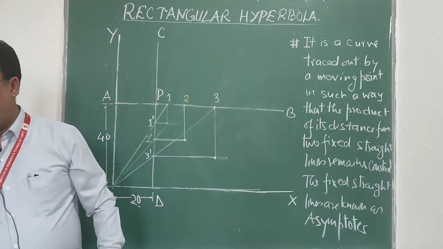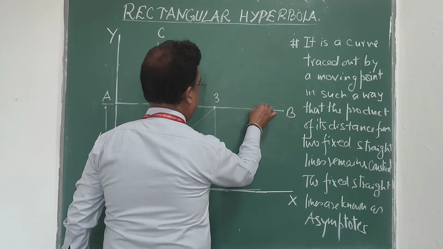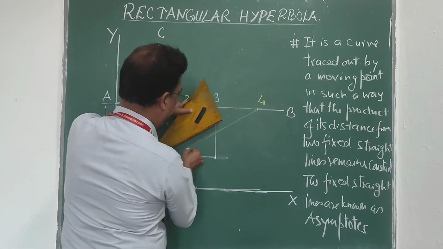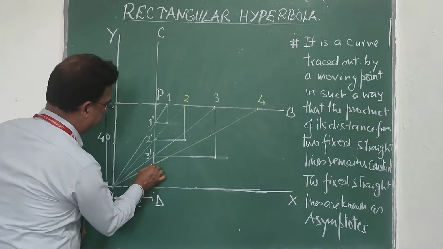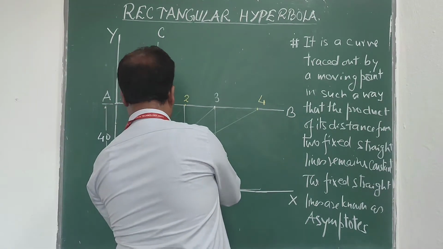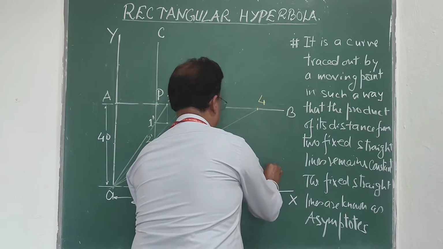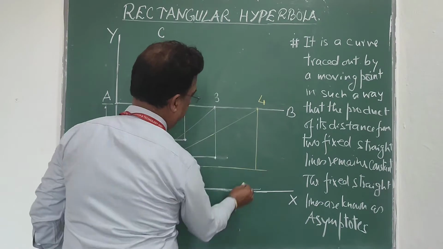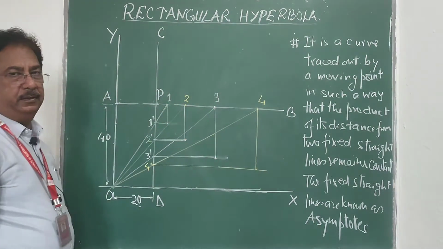I will take one more point, suppose at this distance, that is point 4. Now join this point 4 again with O. On the way it cuts at 4 dash. Now from this 4 dash draw a line parallel to OX, and from this 4 draw a line parallel to OY. So already I got 1, 2, 3, 4 and 5 points.